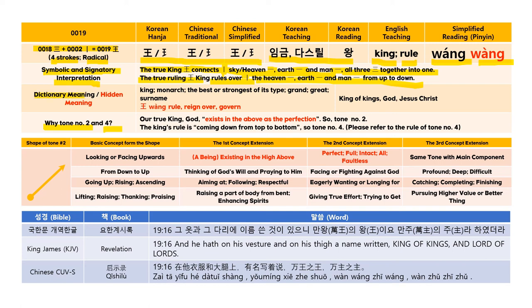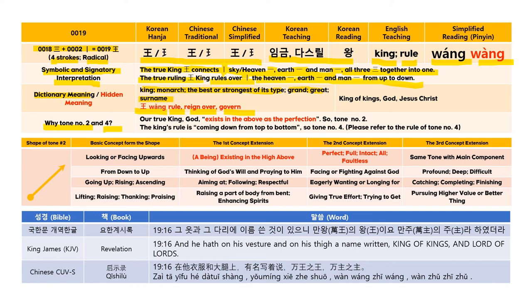The dictionary meaning of this character: king, monarch, the best or strongest of its type, grand, great, and in mainland China, surname. When this character is pronounced Wang, the tone number 4, it means to rule, to reign over, or to govern. Okay, from up to down, ruling or reigning over and governing is made. So that's having the tone number 4 value.